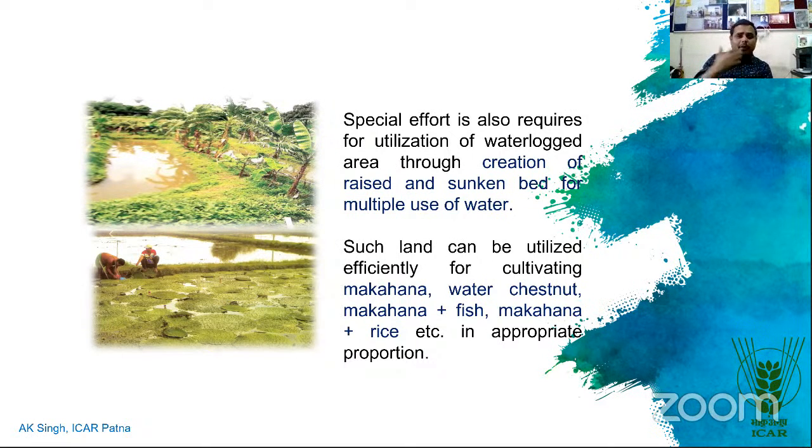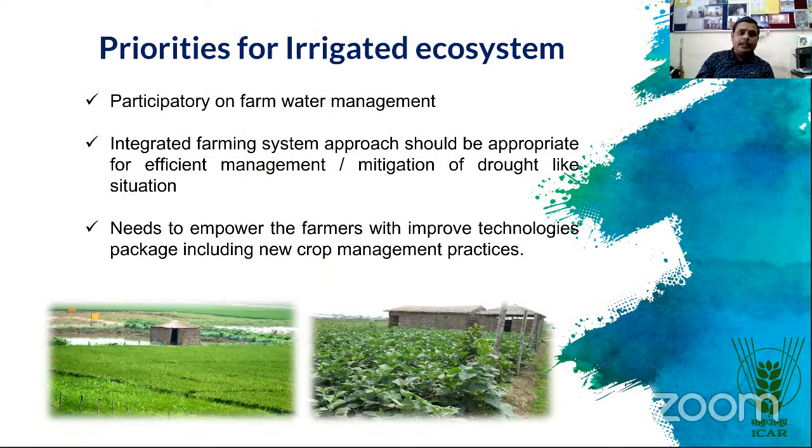What are the priorities for the irrigated ecosystem? Of course, as I told, participatory on-farm water management is crucial to improve our land and water productivity. Integrated farming system is the timely intervention right now to sustain the family requirement and to balance the budget.